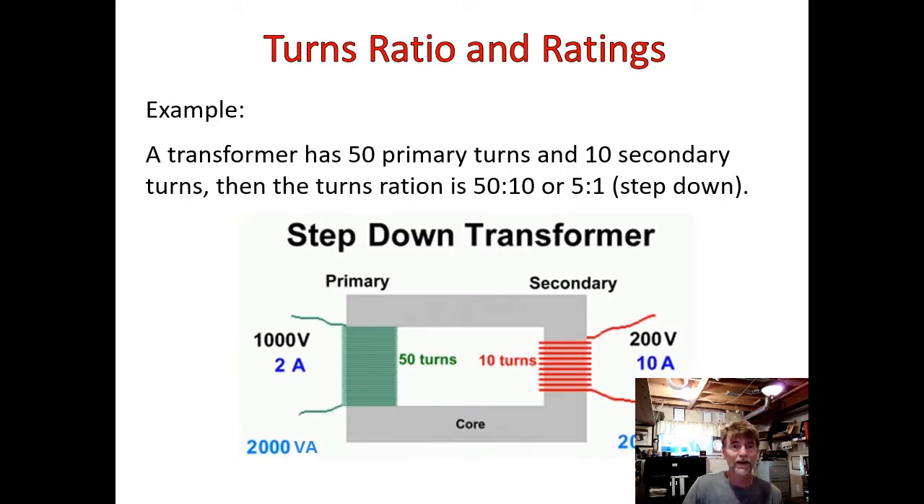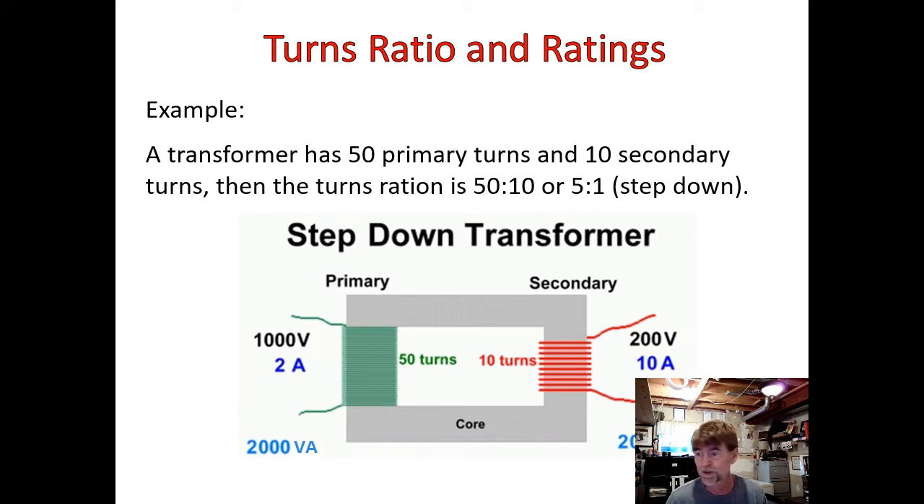So looking at it again, this transformer has 50 primary turns and 10 secondary turns. So we can say the turns ratio is 50 to 10. We want to simplify that. We always want to simplify that, and we get down to 5 to 1. Same turns ratio, still a step down as we saw in the previous slide.